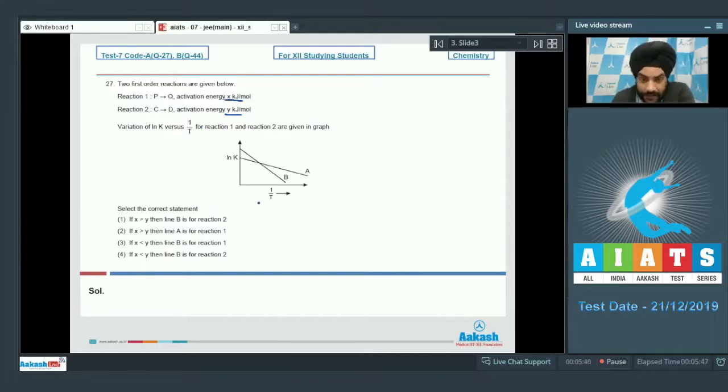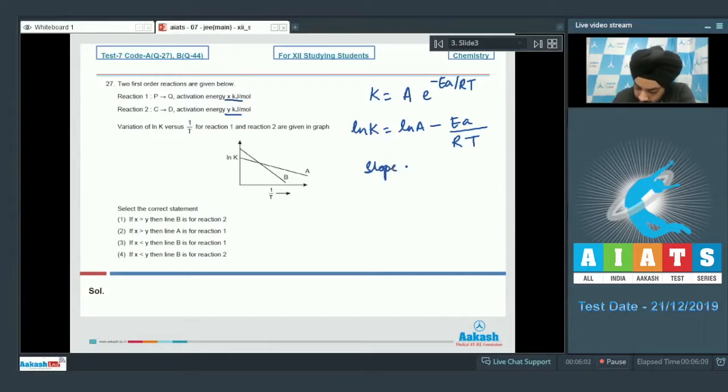The examiner seems to be interested in the correct statement. If we talk about this plot of ln K versus 1 by T, students, we have K equal to A e to the power minus EA upon RT. We can take natural log both sides, students. So we have ln K equal to ln A minus EA by RT. Now students, we can clearly see that the slope is given by minus EA upon R, and greater the activation energy, steeper will be the curve.